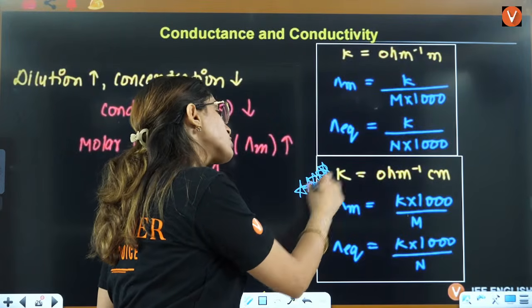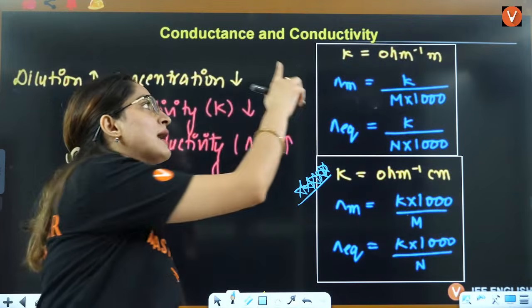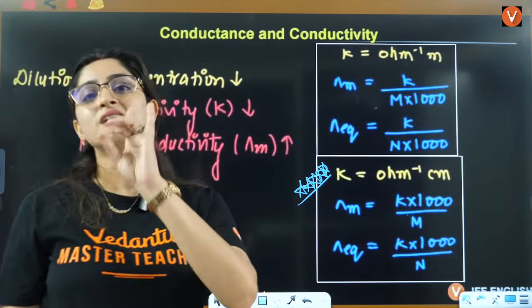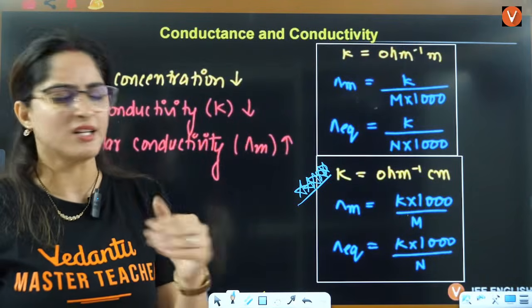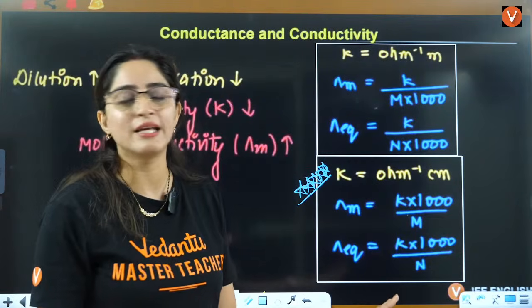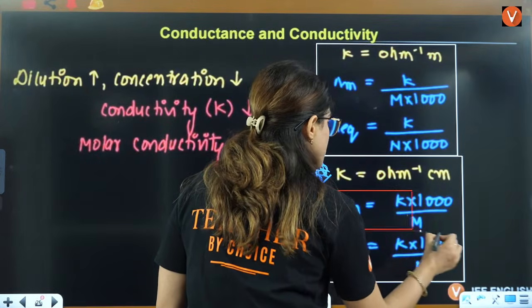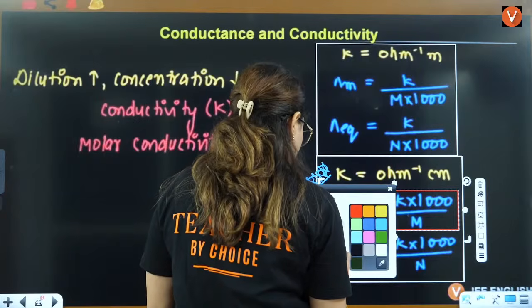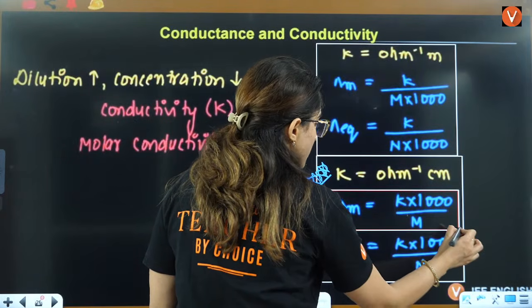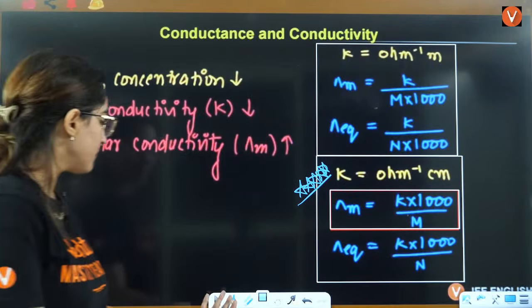Mostly it will be given in centimeter, but what if they have given it in meters? Then you will apply this formula here. And equivalent conductivity is the conductance for 1 gram equivalent. Very rarely they ask you equivalent conductivity; usually molar conductivity is asked. So this formula becomes the most important formula here, right everybody?